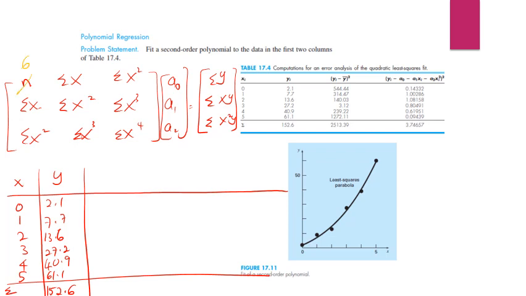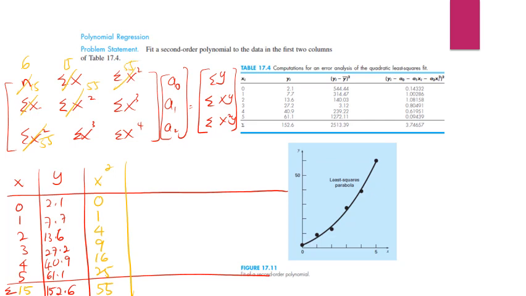Okay, and then summation x. Summation x, we have 0 plus 1 plus 2 plus 3 plus 4 plus 5. So 12, 14, 15. Okay, so 15. So you replace it with 15. Okay, and then summation x squared. So you need a new column of x squared. So 0, 1, 4, 9, 16, and 25. So we got the value 55. So you replace it with 55.